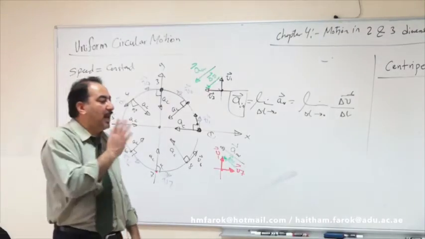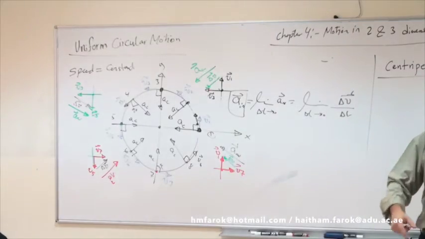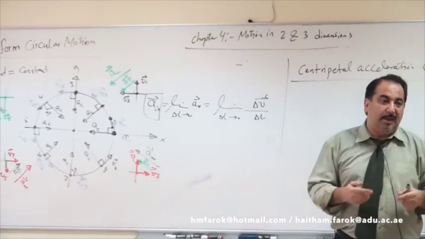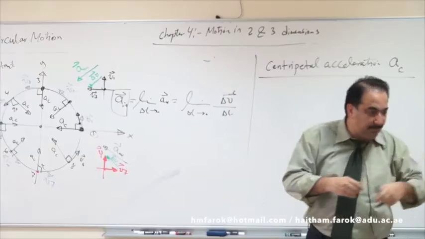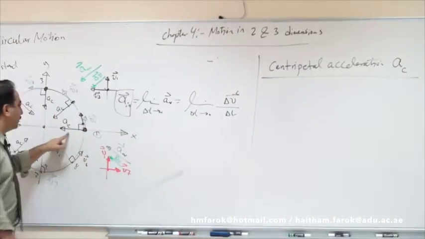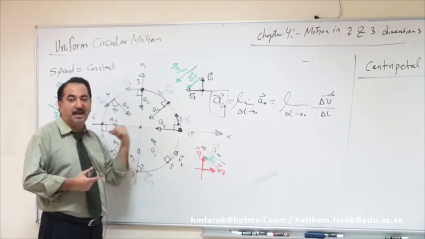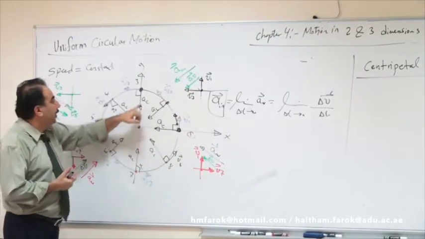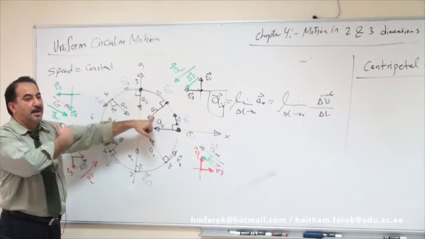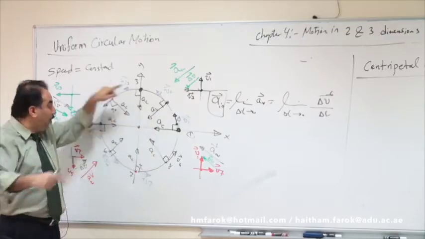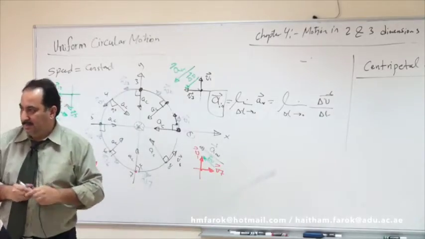Okay, so this is how you describe centripetal acceleration. You say centripetal acceleration is always pointing towards the center. But as a vector, it doesn't have a specific direction, yeah? Like here. What's the direction of AC here as a vector? Minus i. Here? Minus j. But here? Minus i minus j. But in all these cases, always pointing to the center. Okay?